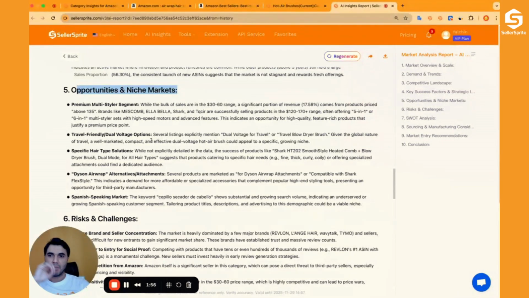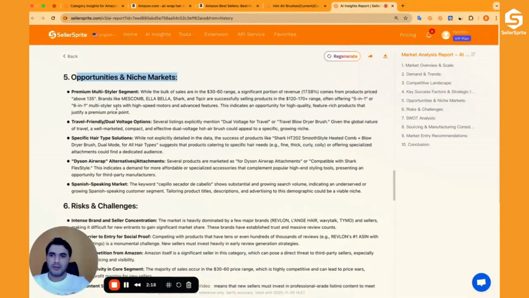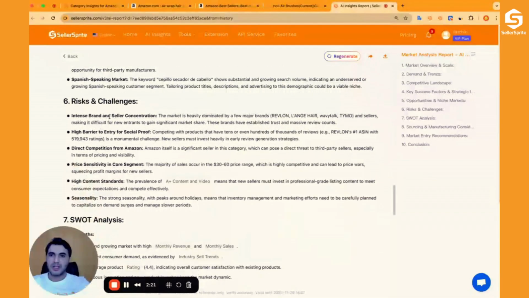I'll give you some important insight from the combination of 100 products. You can understand, okay, they have different functions and different metrics, and how you can combine them or make a new product. You can find all those dimension facts and the product differentiation in section 5. Let's go to risks and challenges.